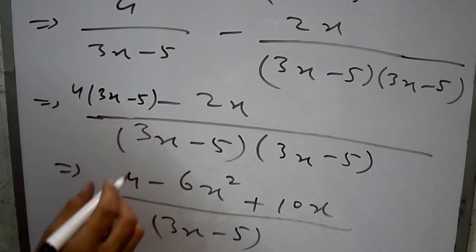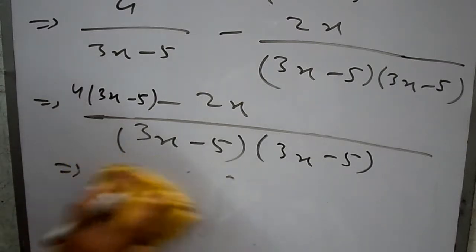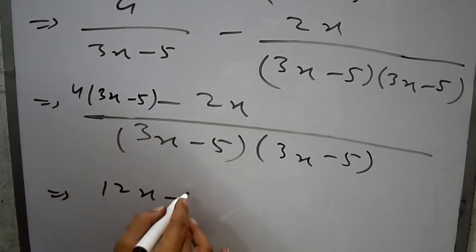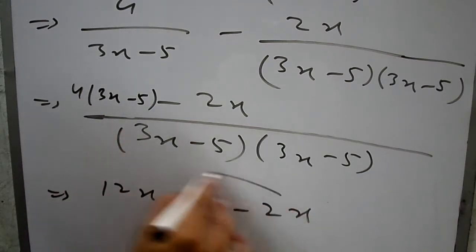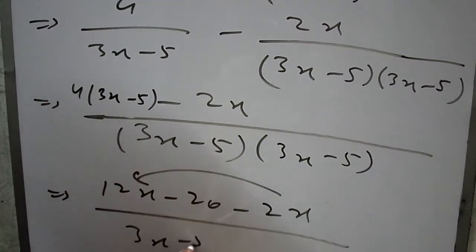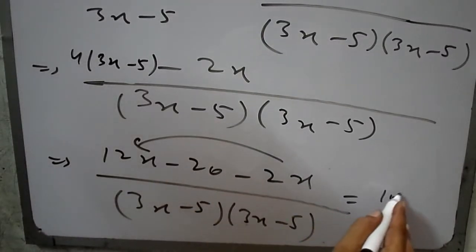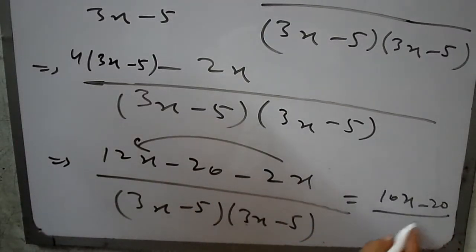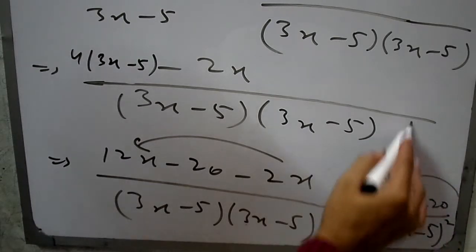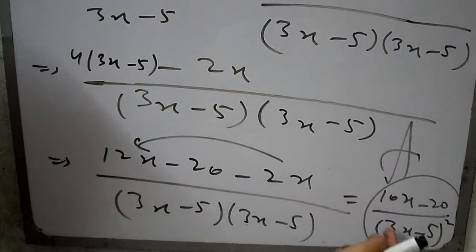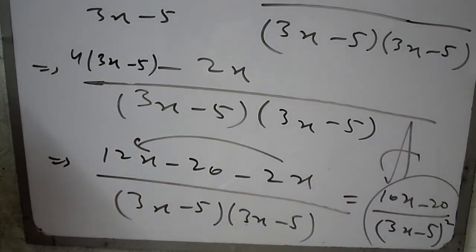A little bit mistake done here because the LCM is wrong, so that's why our solution is not accurate. So 4 3s are 12x. So similar terms will be added. So you will get 10x minus 20 divided by 3x minus 5 whole square. So that is your answer. If you take common 10, then again no benefit because cancellation law cannot be applied here. So that is your question number 2.